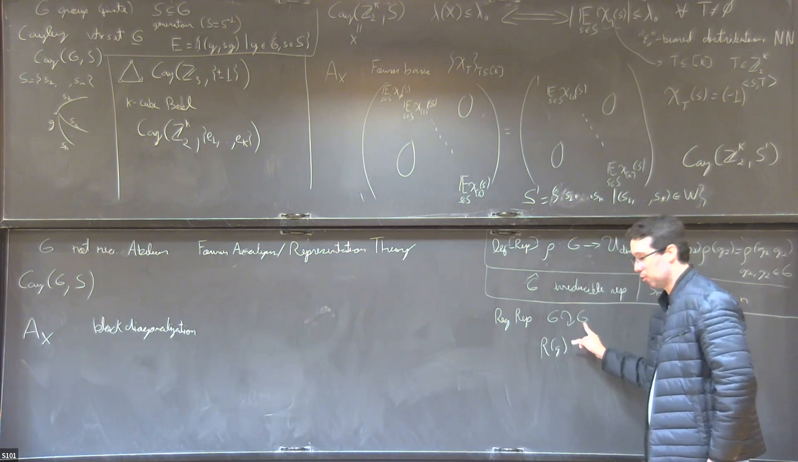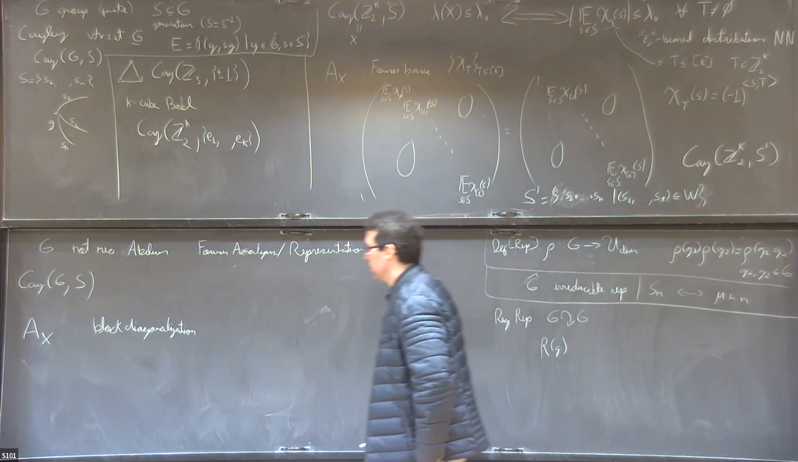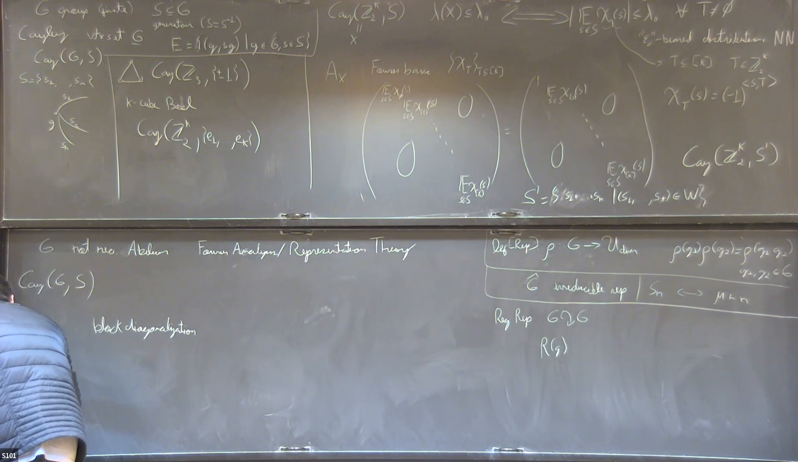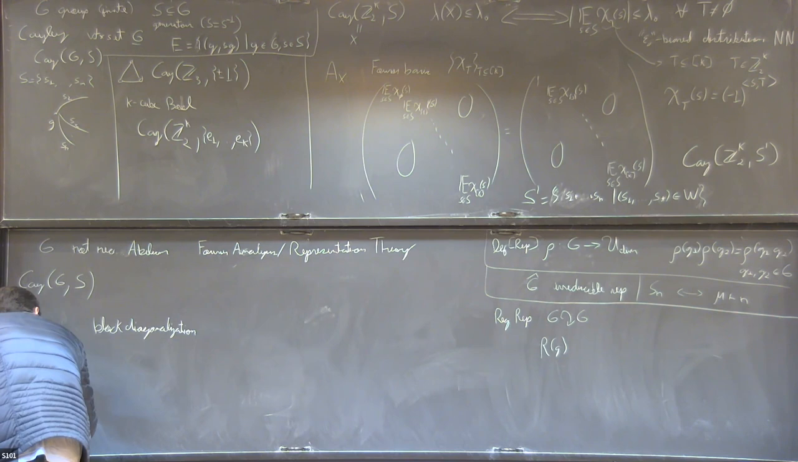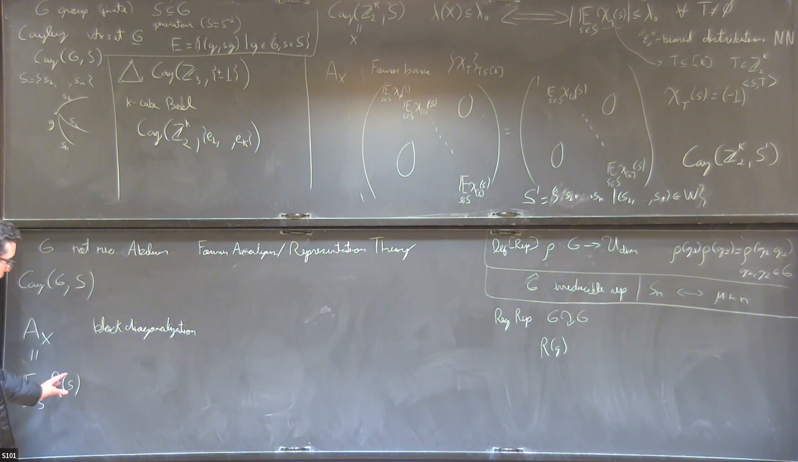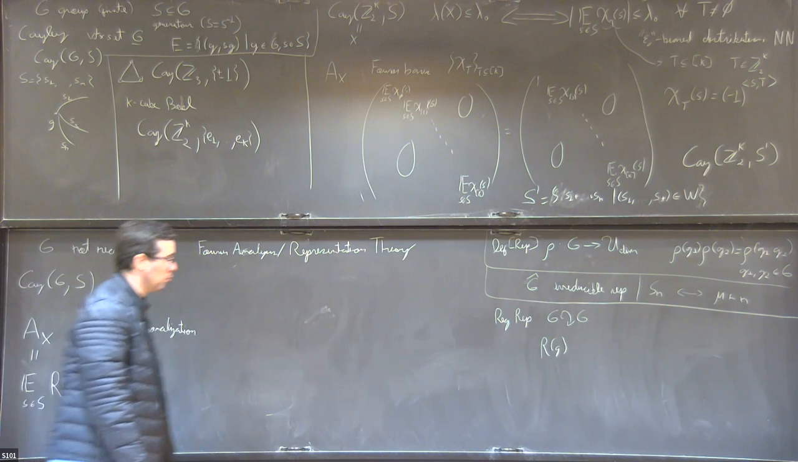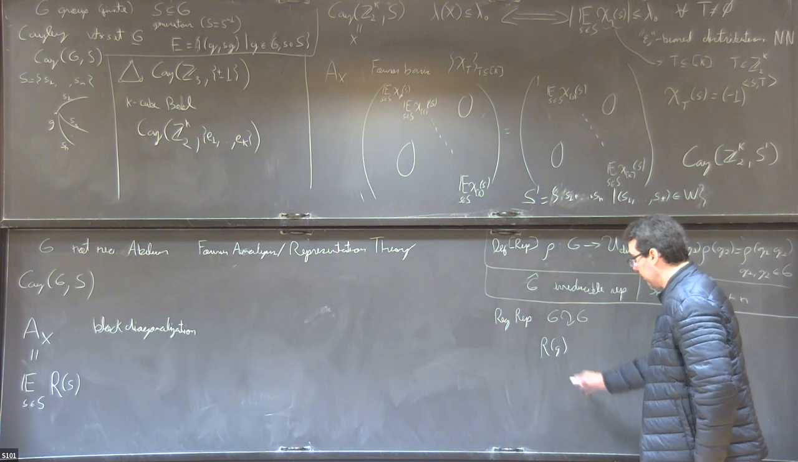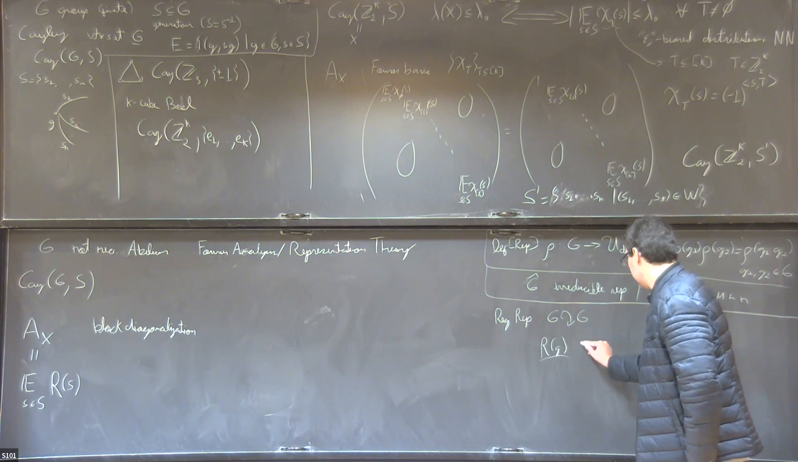No need to go into too much detail, but this adjacency matrix here can be written as an expectation over s belonging to S of the regular representation of s. When you think about a Cayley graph like this, you will have permutation matrices, right? So this is the action of the group on itself. And we know that the Fourier analysis now gives us a simultaneous block diagonalization of this adjacency matrix. So it's going to tell us that you have something like this.